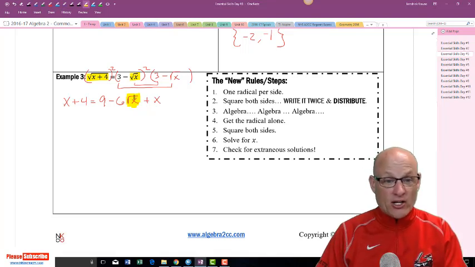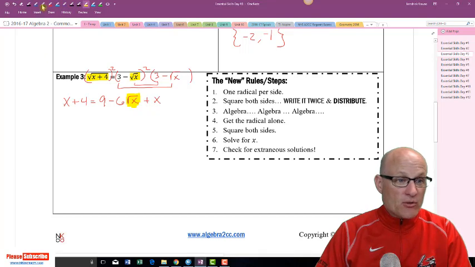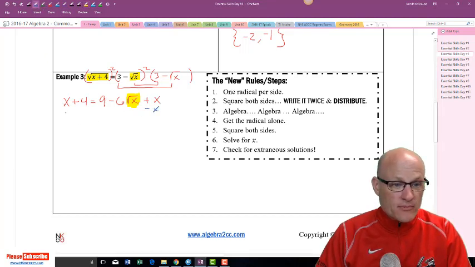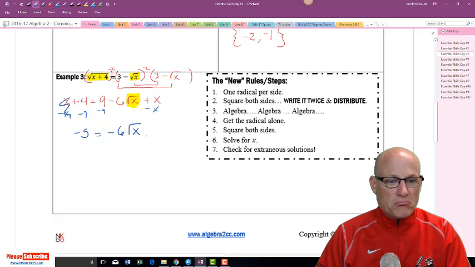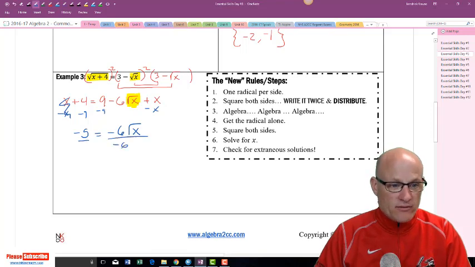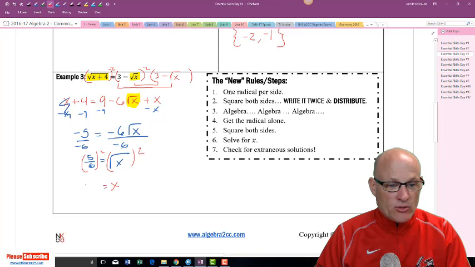Now we go through that same process again. Get the weird thing alone again. So let's clean this up. I'm going to subtract x. Subtract x, that's weird. Those go away. That gives me just nothing. Subtract 9. I get negative 5 equals negative 6 square roots of x. Divide by negative 6. And I get the square root of x is equal to 5 over 6. Now, square both sides. And I get x equals 25 over 36.